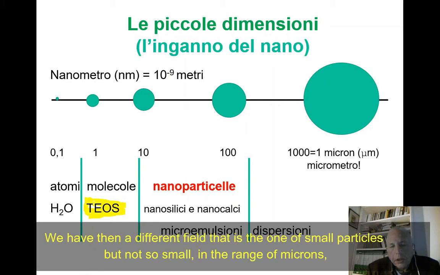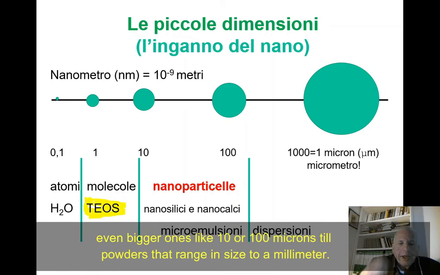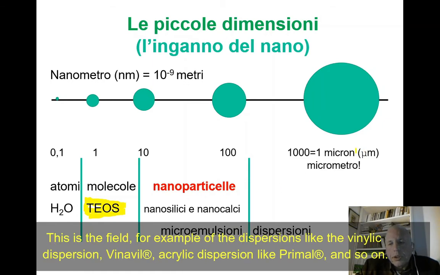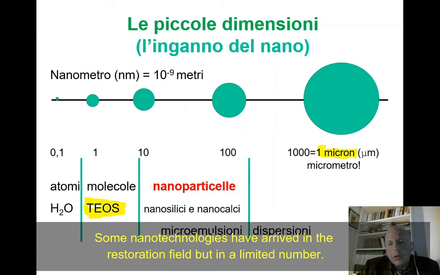We have then a different field that is the one of small particles, but not so small, in the range of microns, even bigger ones like 10 or 100 microns, thin powders that range in size of a millimeter. This is the field, for example, of the dispersions, like the vinylic dispersions, Vinavil, acrylic dispersions, like Primal, and so on. Some nanotechnologies have arrived in the restoration field, but in a limited number.